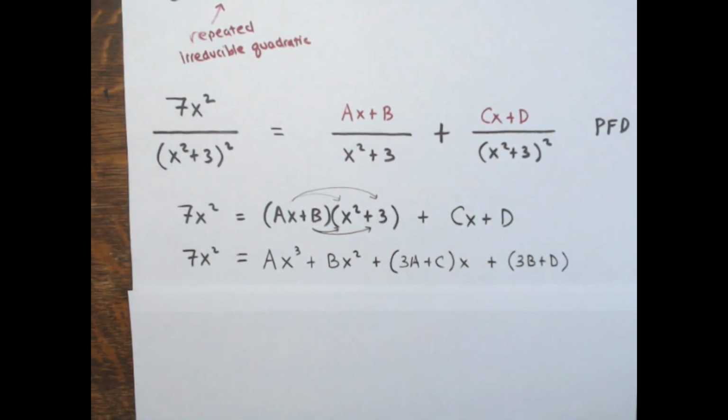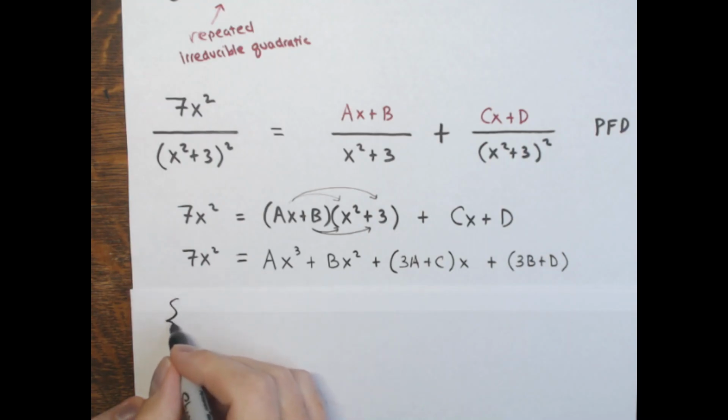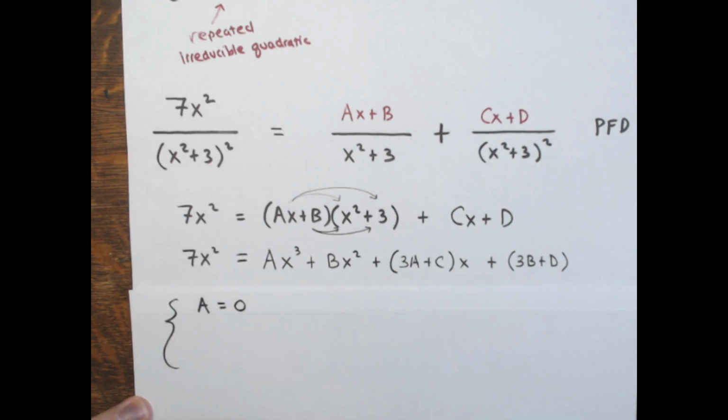And actually, this turns out reasonably well, right? The coefficients of the cubes have to be the same. So a must be 0. And the coefficients of x squared have to be the same. So b must be 7. Right? So I got a has to be 0. B has to be 7.